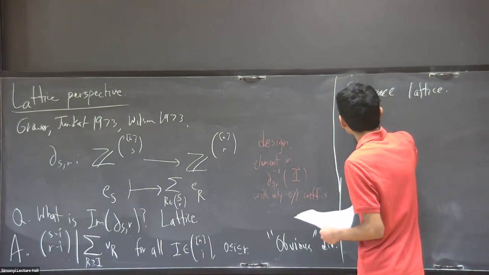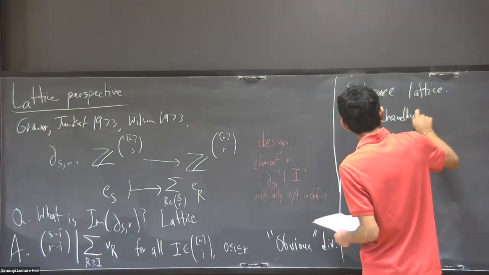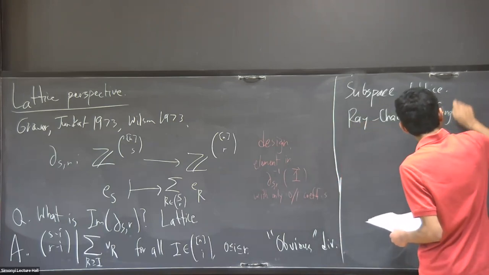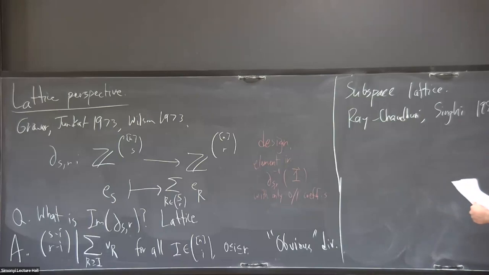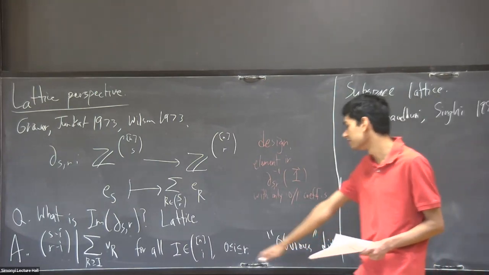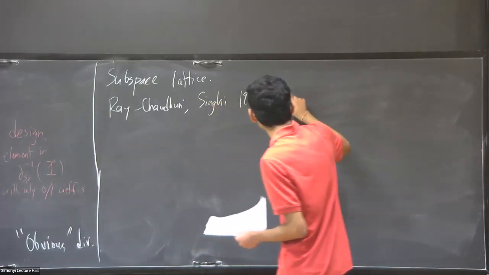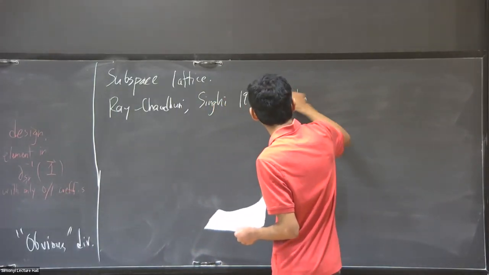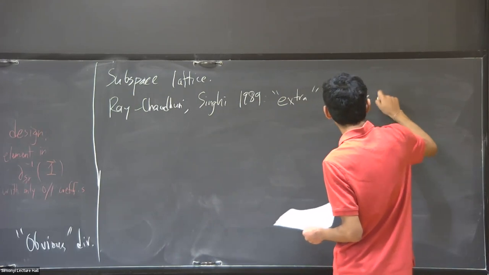So here I mentioned the work of Ray Chaudhuri and Wilson. They actually do affine and projective. And here, unfortunately, it's actually more complicated. You can again say, okay, I look at a subspace of dimension i, inclusions, et cetera. So there are actually extra visibility conditions, and in some sense I'll call them transverse conditions or something like that.